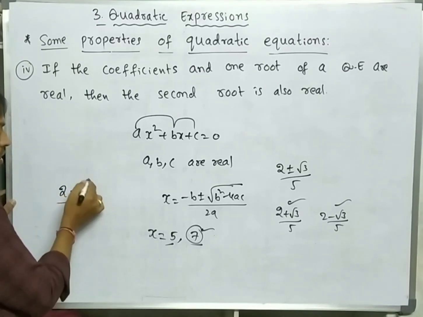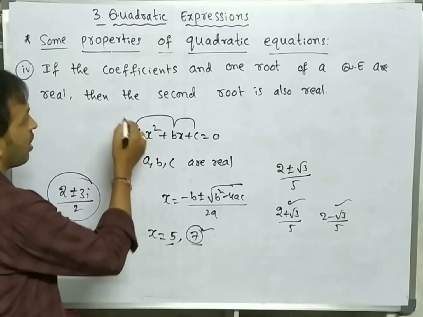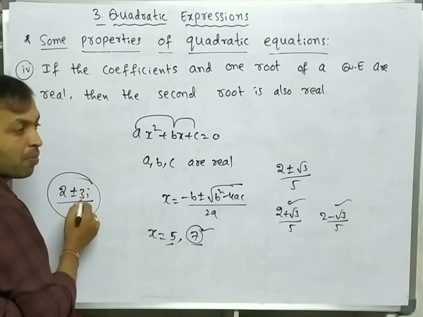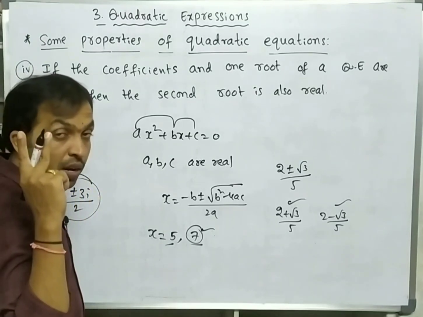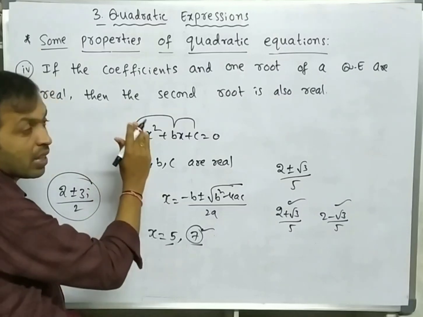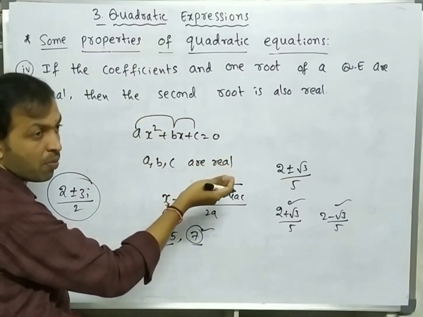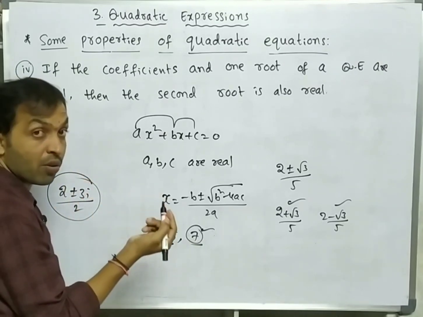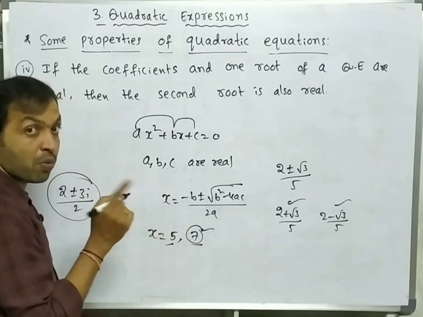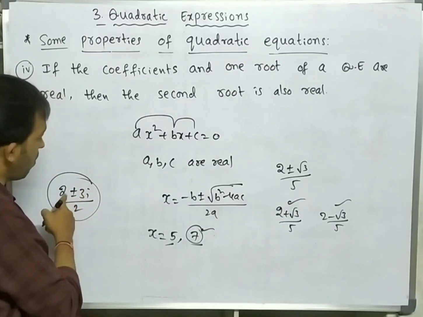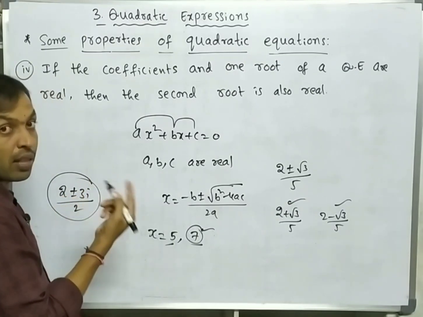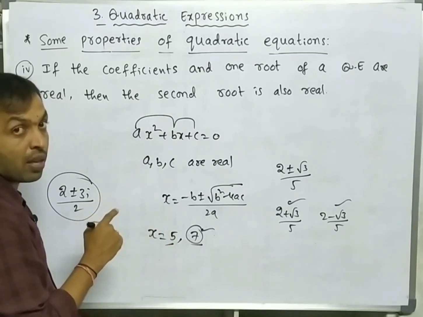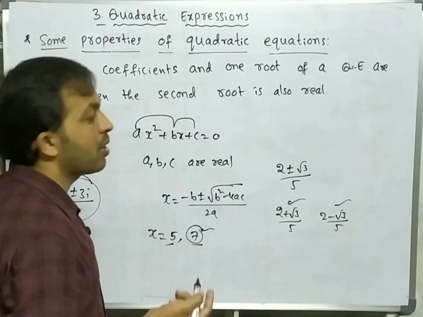Sometimes, for quadratic equations, we get only two roots. If one root is real, the other root is also automatically real. If one root is a complex number, then the other root is also a complex number, and both are conjugates of each other. If one root is 2 plus 3i by 2, then the other root is 2 minus 3i by 2. If one root is a plus ib, then the other root is a minus ib.